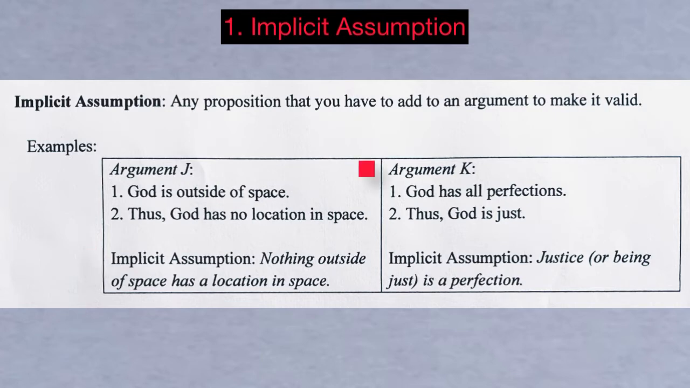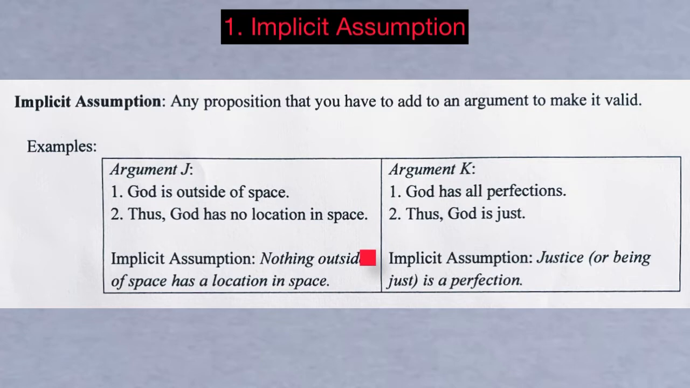Let's look at argument K now for another example. So say someone wanted to argue that God is just, and they did so in the following manner. Premise 1, God has all perfections. 2, which is the conclusion, thus God is just. Okay, there's an obvious jump there. Something is missing, right? What might you have to add to the argument to make it valid? That's to say, to make it such that it has a set of premises which, if they were true, then the conclusion would also be true.